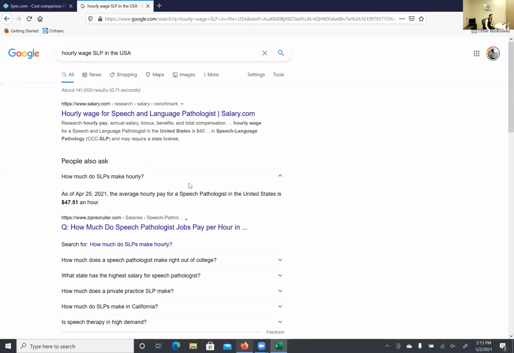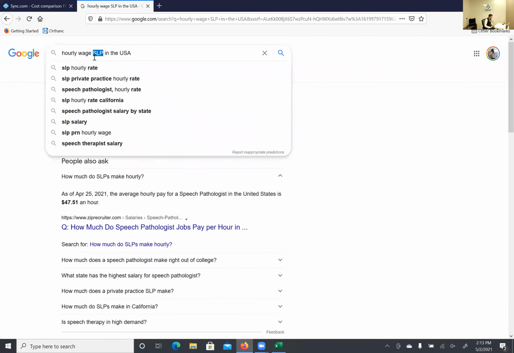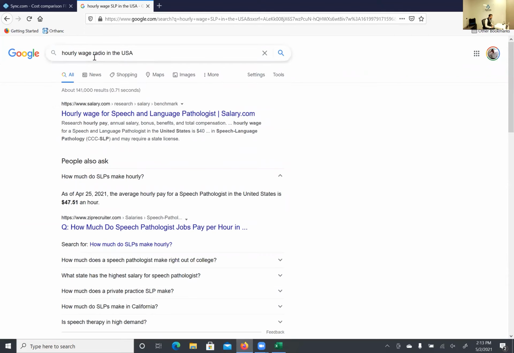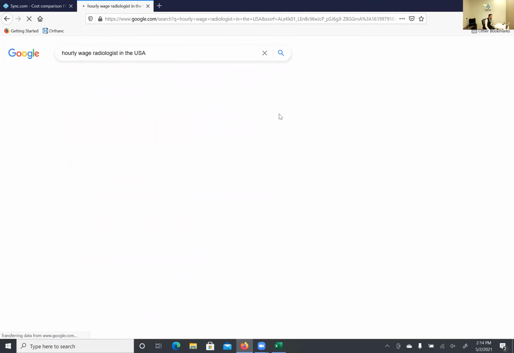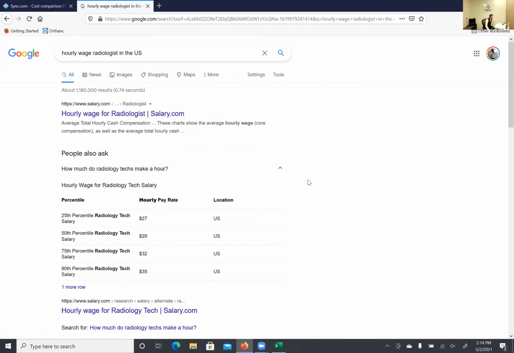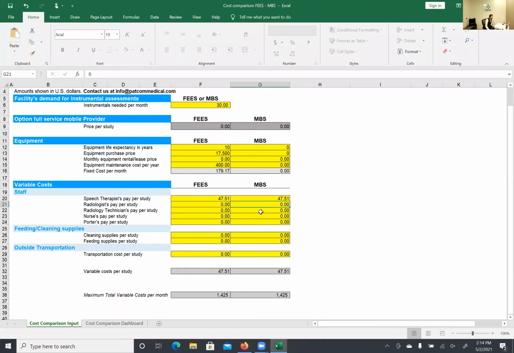Now, radiologist, let's see. All right, radiology. Oh, this is radiology tech. Okay, well, that's good to know because we need that too. So radiology tech, let's say $30. Now, the radiology tech, which is here, might just be needed for half an hour. So we'll put $15 in here for that.